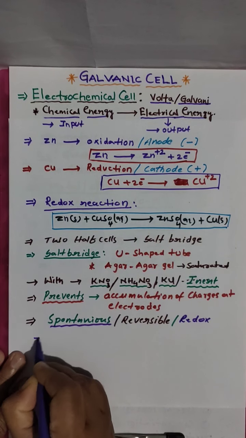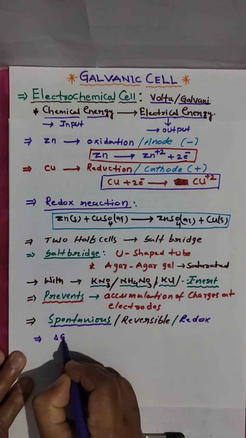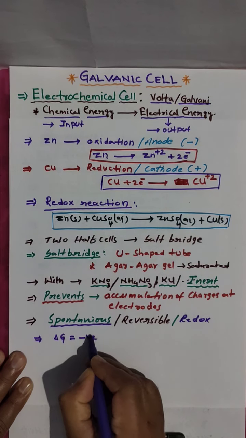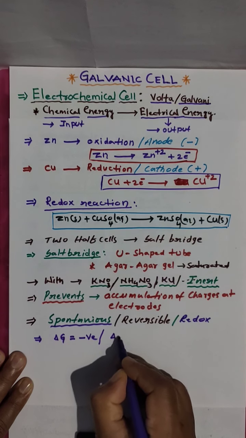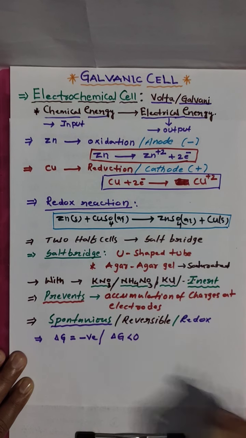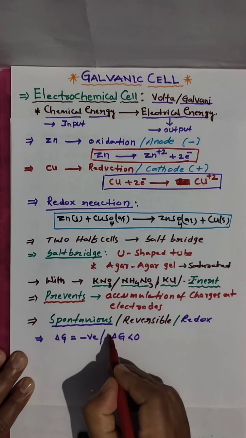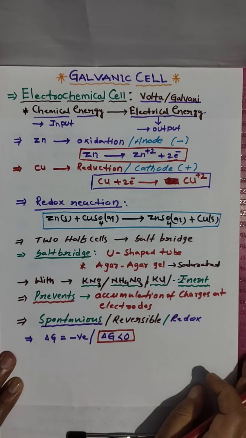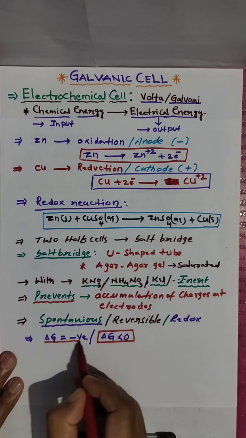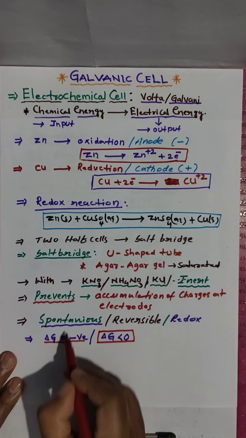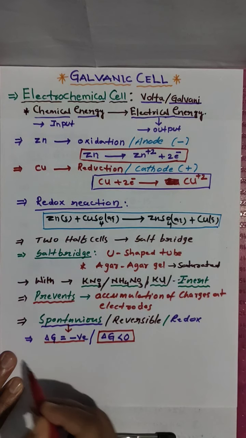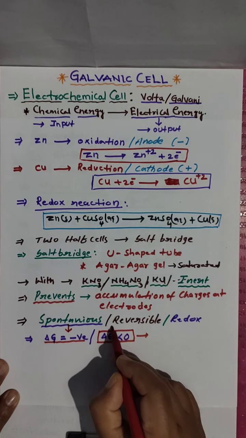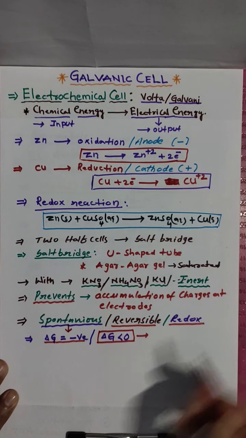A spontaneous reaction means we have to calculate the delta G value also, the Gibbs free energy. Delta G value is negative, meaning delta G is less than 0. This is very important for competitive exams. Remember this: in a galvanic cell, the delta G value is always negative because it is a spontaneous reaction. It is reversible and it is a redox reaction.